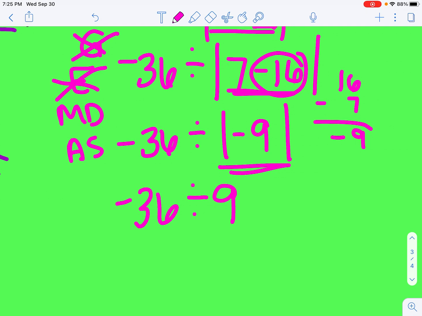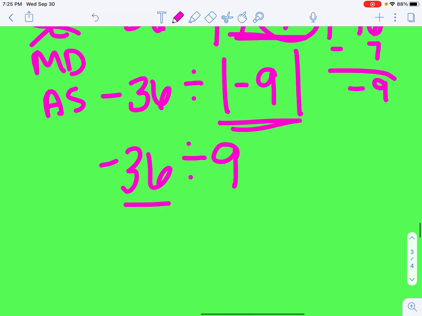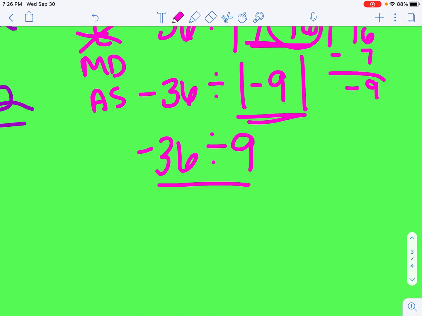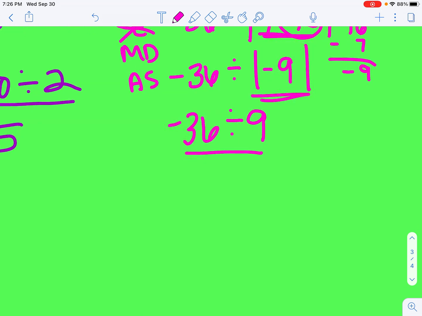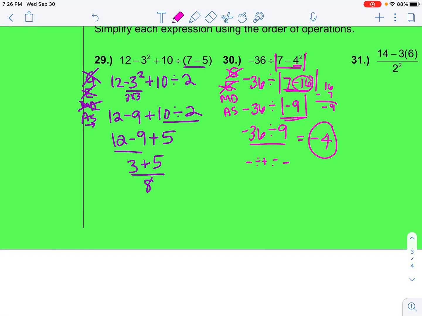So now I'm done with grouping symbols and exponents. I have 1 problem left. It is negative 36 divided by 9. A negative divided by a positive gives me a negative for an answer. Negative 36 divided by 9 is 4. So I have negative 4 for an answer.